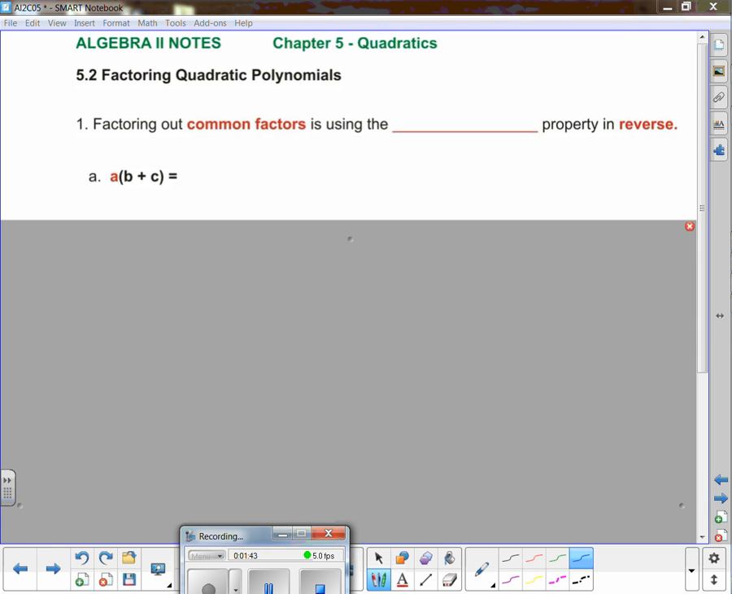All right, so how did it all start out? Factoring out common factors is using the distributive property in reverse. And this is how we start. We've got to learn and remember how to factor out common factors. It is the first thing, and honestly, I think the easiest thing.